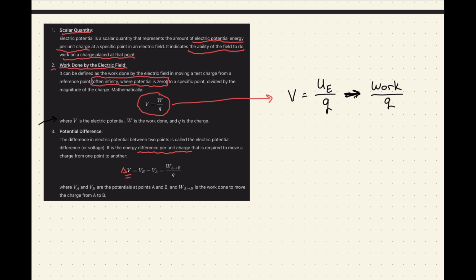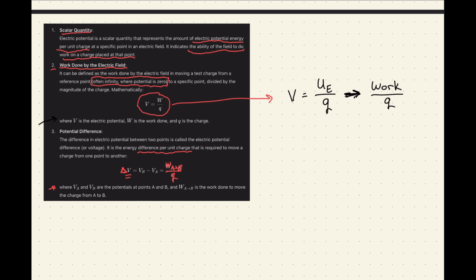Normally you have a delta, because they're talking about a difference from one point A to another point B. But ChatGPT, I guess, decided not to use that. And we have the work. So here we have the work done from point A to point B divided by the charge, per unit charge again. And then here they say where VA and VB are potentials at points A and B, and W A to B is the work done to move the charge from A to B.